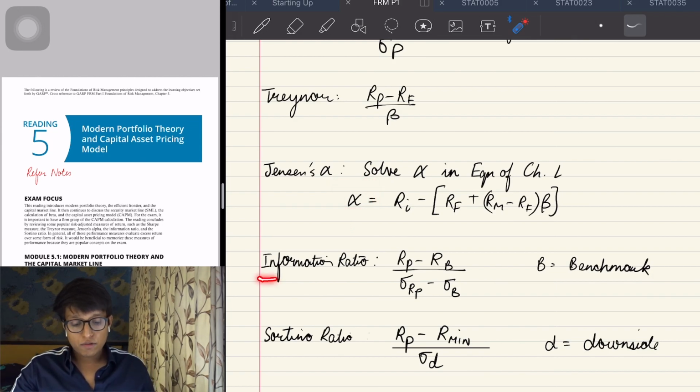Next, we move on to something called information ratio. With the theory of that we'll do over here. This is just the formula. It is the excess return over a benchmark divided by the excess risk over the benchmark.